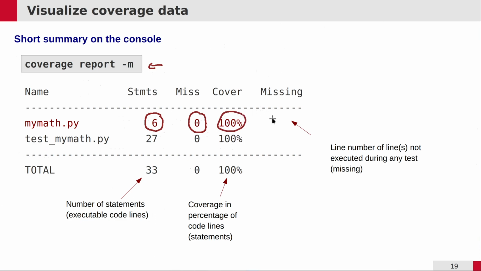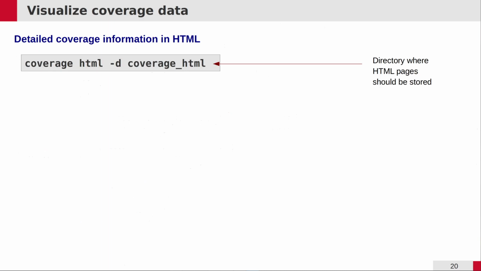If some of the lines had been missed, then you would have a number here. So for example, if line 2 contained code which was not executed during the test, then you would have a number 2 here, but this is not the case. Fortunately, our project has 100% of test coverage. You can also visualize this data, which can be very, very useful.